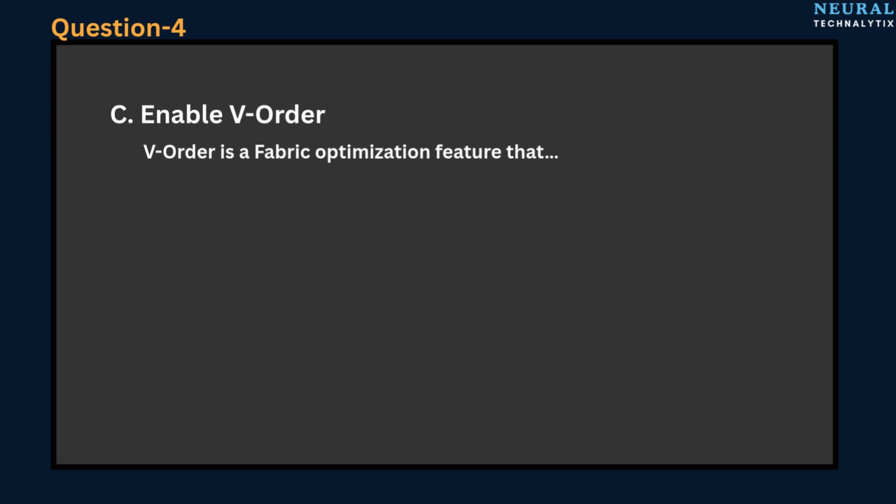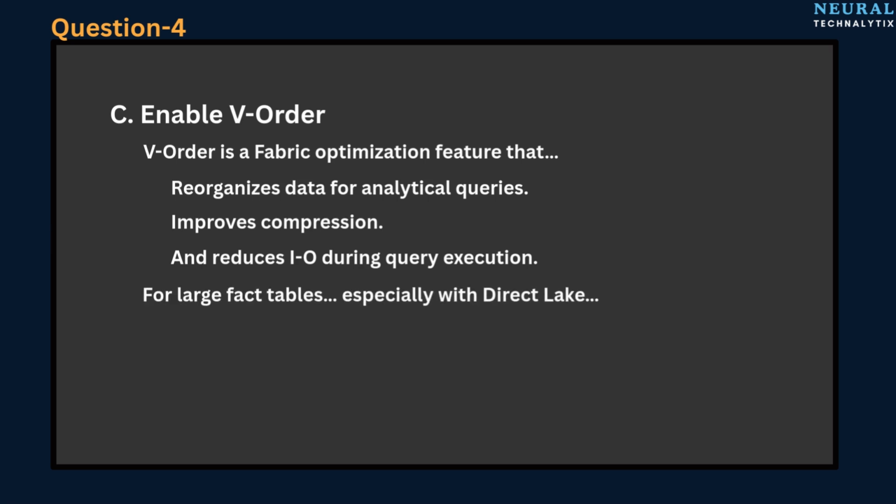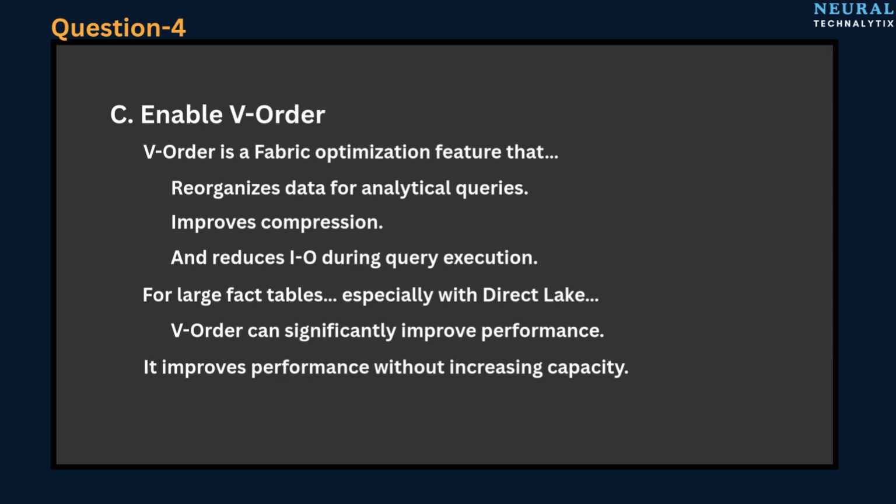Now let's look at option C, enable V-order. And this is the key. V-order is a Fabric optimization feature that reorganizes data for analytical queries, improves compression, and reduces I/O during query execution. For large fact tables, especially with Direct Lake, V-order can significantly improve performance. And most importantly, it improves performance without increasing capacity, which means better performance, lower cost. So the correct answer is option C, enable V-order.